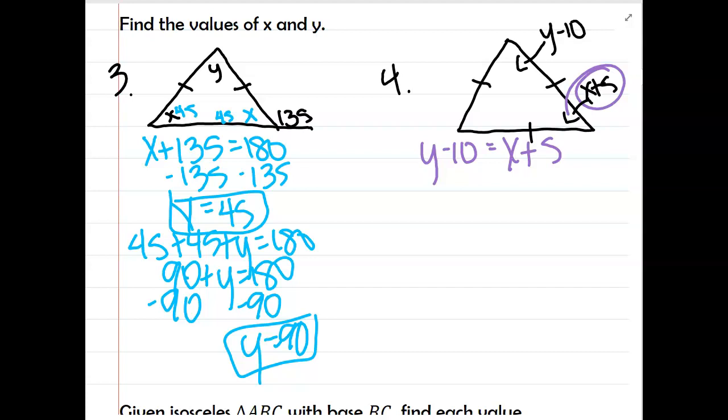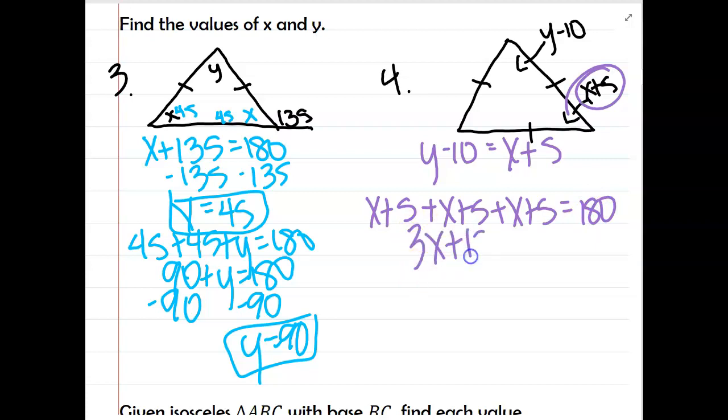Okay, all 3 angles are x plus 5. So I've got an angle that's x plus 5, another angle that's x plus 5, and another angle that's x plus 5. What do all 3 angles added together equal? 180, which would be 3x plus 15 equals 180. Subtract your 15, you get 3x equals 165. Divide by 3, you get your 45.